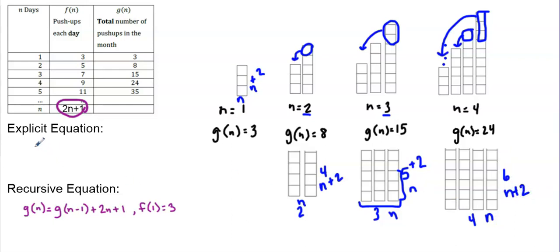So my explicit equation, g of n, equals n times n plus 2. So to get the explicit equation, I knew I had a rectangle, and to figure out how many of these squares are within the rectangle, I just found the area, and the area is length times width. So I multiplied my dimensions to get an equation for the area.